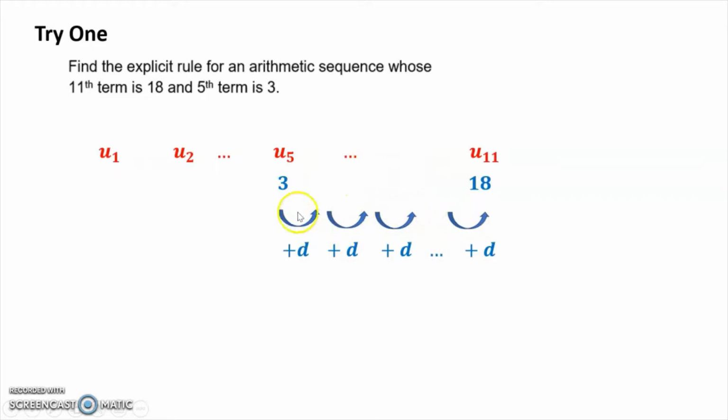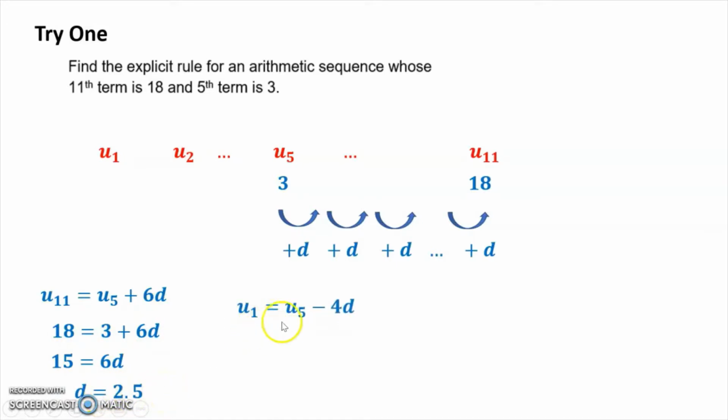How many jumps occur from here to here? To get from 5th term to 11th, how many jumps of d are there? Well, to get to u11, we begin at u5 and we add 6. There's 6 jumps of value of d to get to there. So now let's fill in our equation. 18 equals 3 plus 6 jumps of d. Subtract 3 from both sides and divide by 6 to get 2.5 for d.